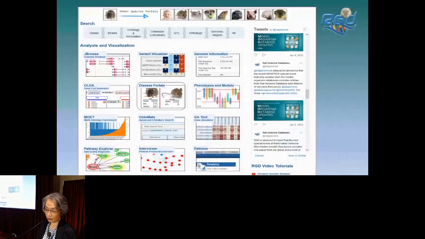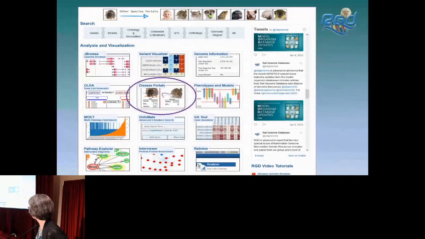So Rat Genome Database was established about 20 years ago, and it was a database for the model organism rat. But nowadays, we have expanded to 10 species, and those are the 10 species listed on the top. Today I'm going to focus on the disease portal, which is the major piece that links the 10 species together.